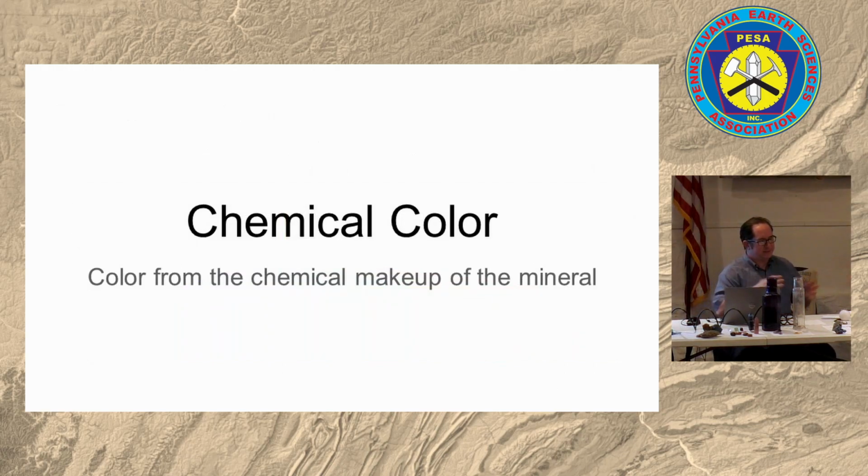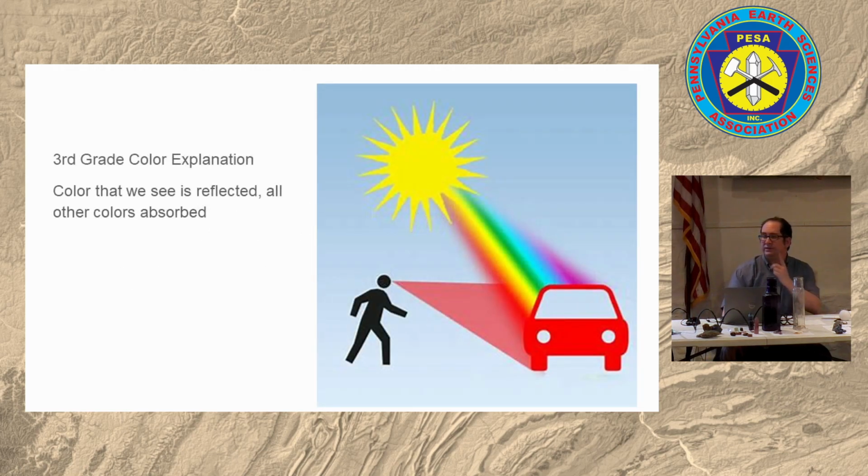So I'm going to divide this into three parts. First, we're going to talk about chemical color, the color that comes from the makeup of the mineral, the chemical compounds inside of it. Originally, I'm sure you've all heard this explanation before: we have light shining on a thing, most of it gets absorbed, and the stuff that bounces back to your eye is what you see. That's good enough, but it's actually quite a bit more complicated than that.